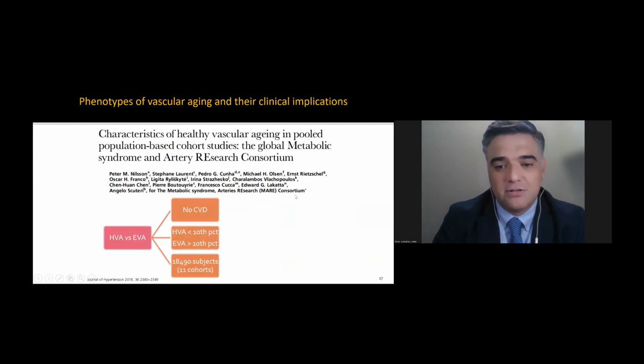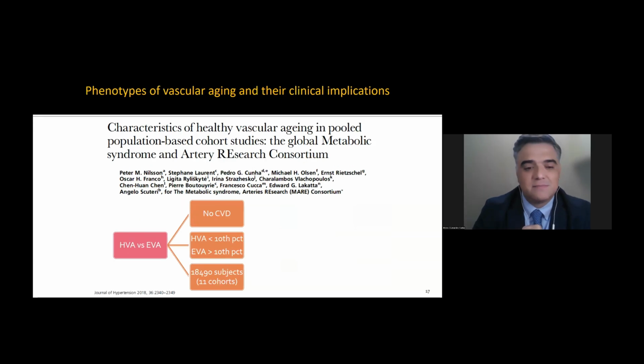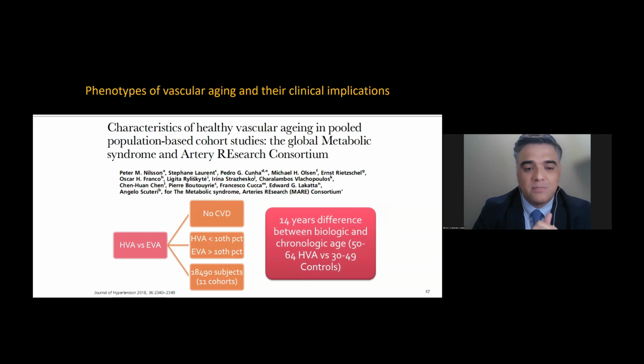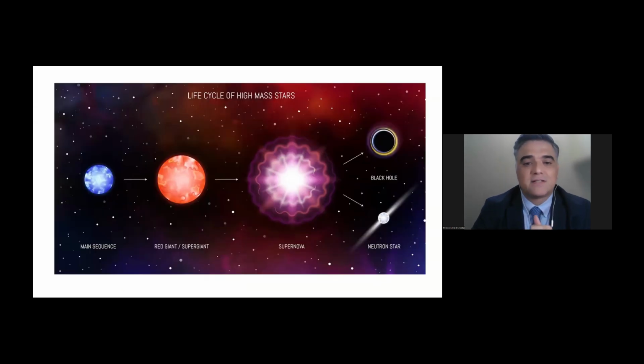Across the pond in Europe, a cohort of more than 18,000 subjects compared those that had healthy vascular aging with those that had early vascular aging, as a mark of the 10th percentile of the distribution of pulse wave velocity of these 18,000 patients, only to show that patients in the same age group but that were healthy had a 14 years difference in the biological properties of their arteries and therefore a lower risk of developing cardiovascular disease.